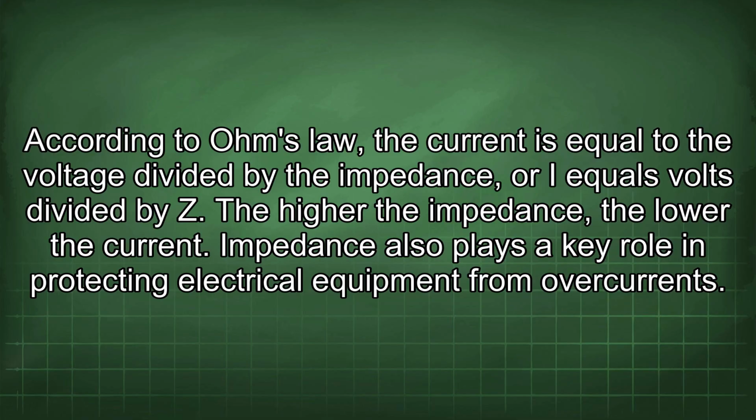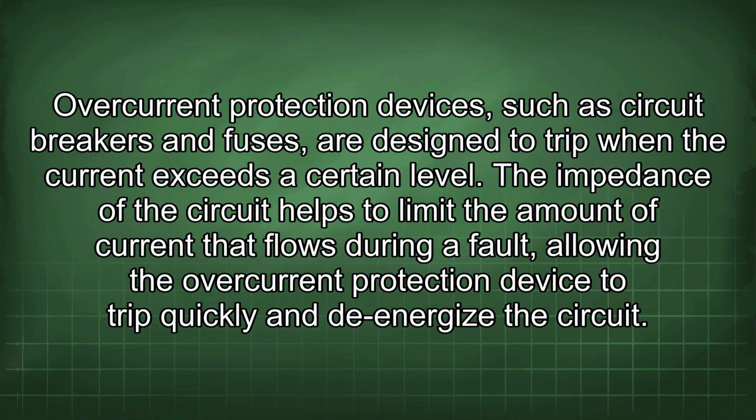Impedance also plays a key role in protecting electrical equipment from overcurrents. Overcurrent protection devices, such as circuit breakers and fuses, are designed to trip when the current exceeds a certain level. The impedance of the circuit helps to limit the amount of current that flows during a fault, allowing the overcurrent protection device to trip quickly and de-energize the circuit.